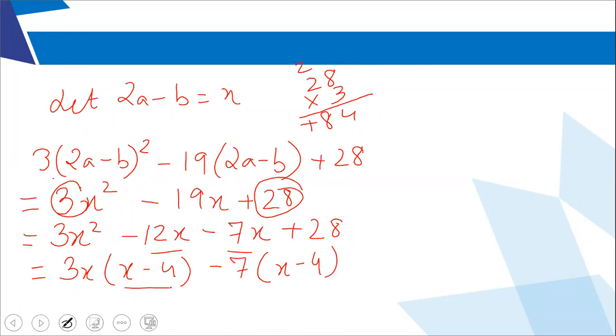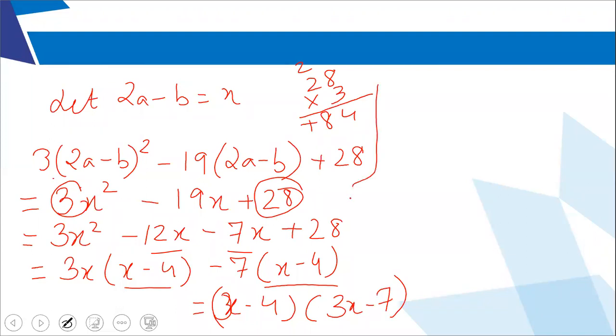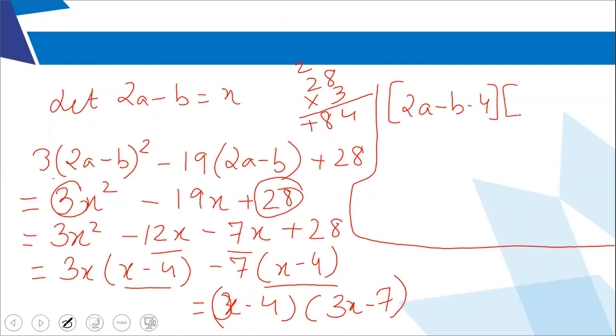Your bracket should be exactly the same. And then finally 3x, x minus 4 you will take common, and 3x minus 7 will be in another bracket. But x was introduced by us. So we will now replace x. So we will do 2a minus b minus 4 in one bracket and 6a minus 3b minus 7 in another bracket.